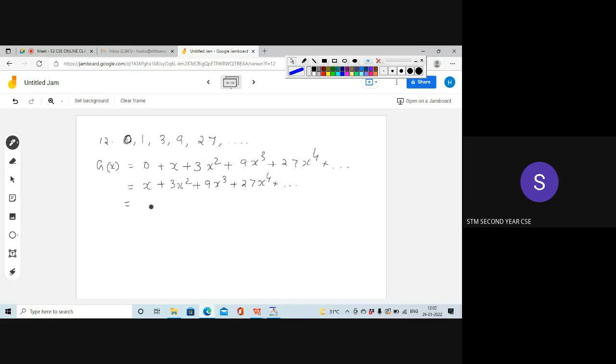Now, what am I going to do? Instead of multiplication, we have to find out whether I can have any common terms and reduce it to a known series. Okay, so if I take x as a common term from here, I will get 1 plus 3x plus 9x square plus 27x cube plus etc. Isn't it?